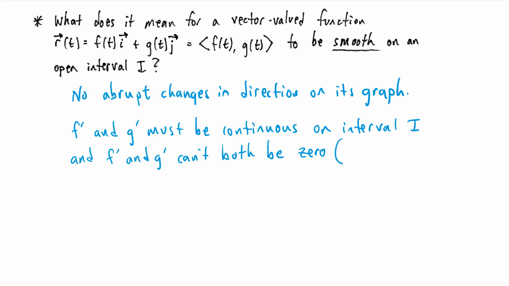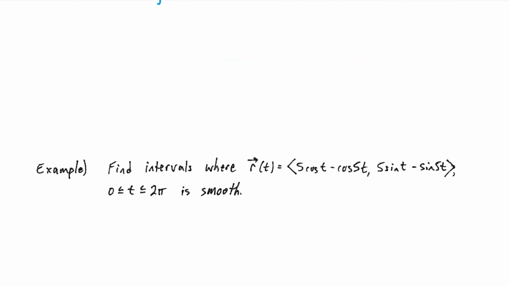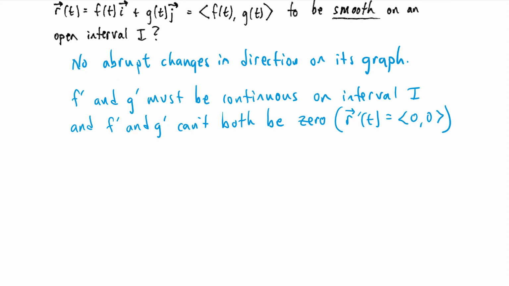In other words, there can't be a value of t where the output would be 0, 0. All right, so let's go give that a whirl. Let's see if we can figure out what they're trying to say there. It's basically exactly the same as it was for parametric.